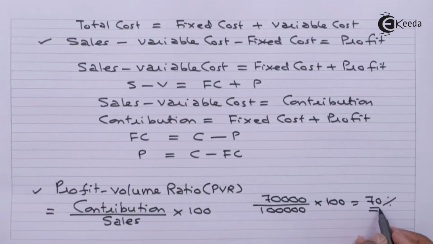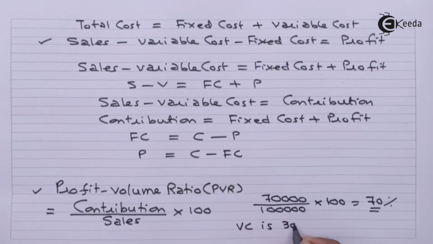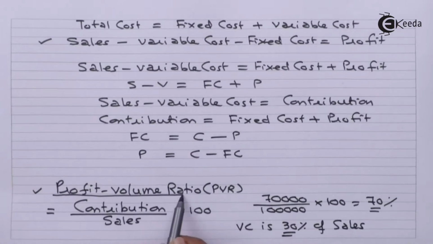If it is 70%, then we can know variable cost. If contribution is 70% of sales, that means 100 minus 70, variable cost is 30% of sales. That is the advantage of profit volume ratio.